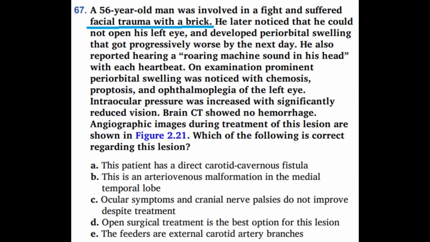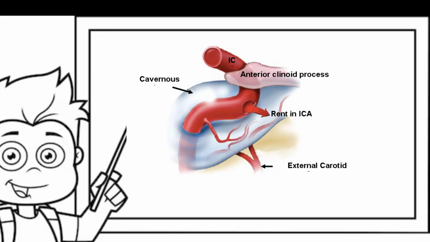After blunt facial trauma, this patient develops pulsatile proptosis, chemosis, that is conjunctival swelling, ophthalmoplegia, which is impaired eye movement, roaring tinnitus, which is a bruit synchronous with pulse, and increased intraocular pressure plus vision loss. This is the classical pentad of symptoms from a direct high-flow carotid-cavernous fistula, which is a subtype of dural AVFs. Let's see what's happening.